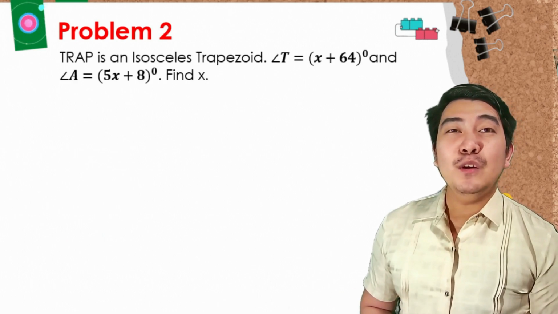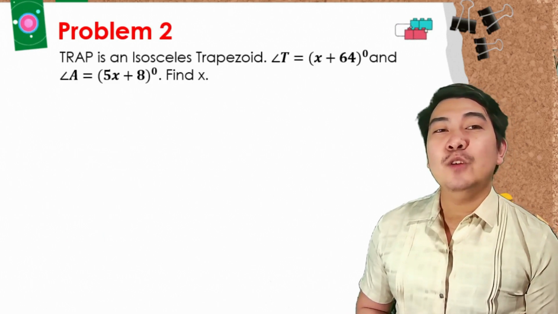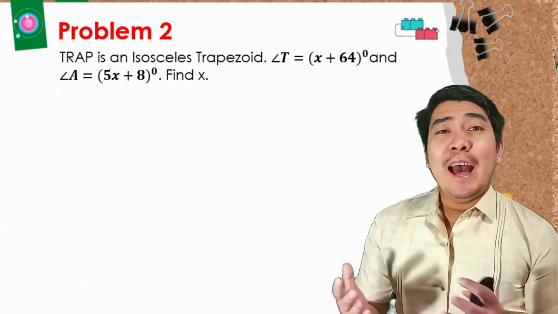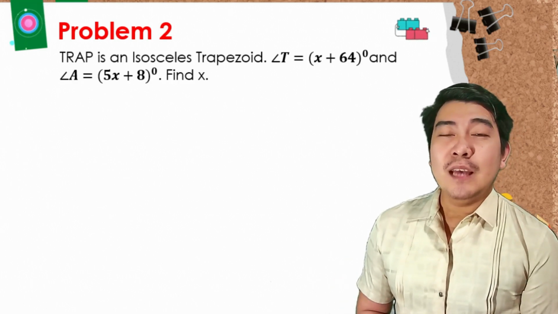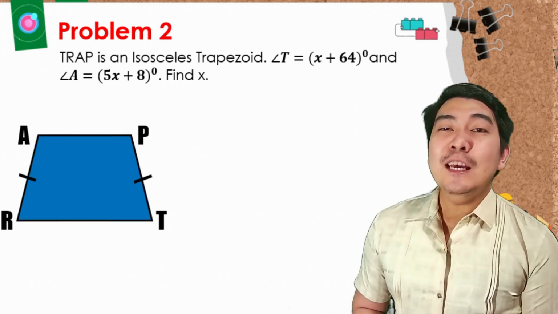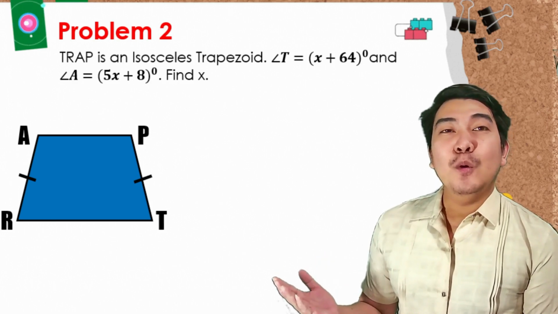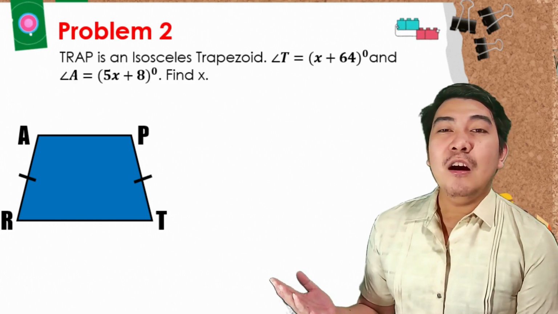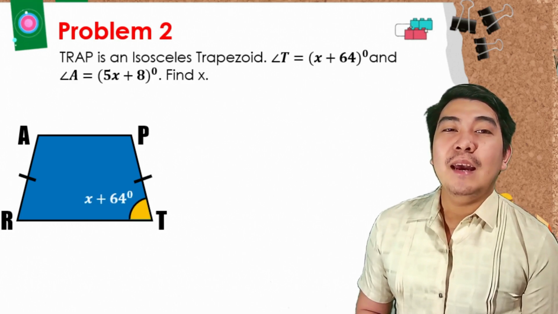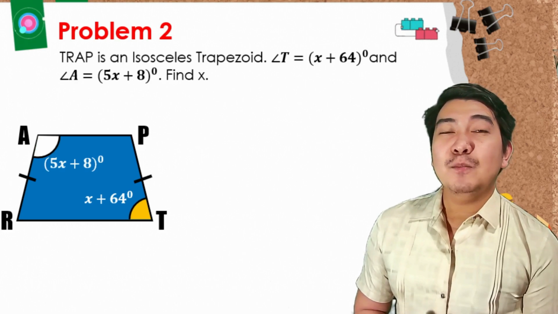And problem number 2 is all about an isosceles trapezoid. So TRAP is an isosceles trapezoid. Angle T is equal to x plus 64 degrees and angle A is 5x plus 8 degrees. We need to find the value of x. First thing, we need to illustrate our problem or the figure. So in this case, let us suppose that this is the isosceles trapezoid TRAP. And if you can see, the measure of angle T is x plus 64 degrees and the measure of angle A is 5x plus 8 degrees.